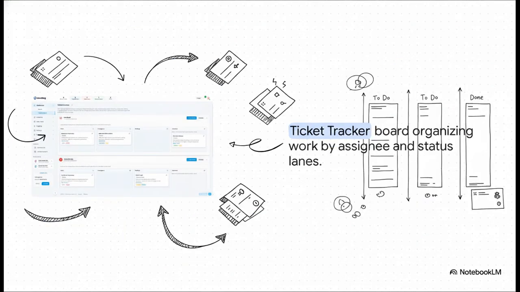Now, taking it down to the ground-level view, the ticket tracker board is where your engineers and support staff are going to live day to day. It organizes work visually by assignee and status lanes, letting you just drag and drop cards to update their status. Everyone sees exactly where a specific issue is sitting in real time without having to awkwardly poke their colleagues for updates.